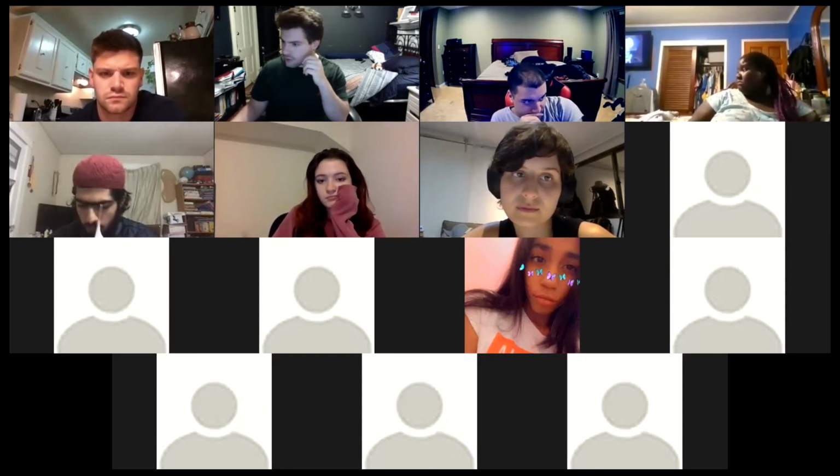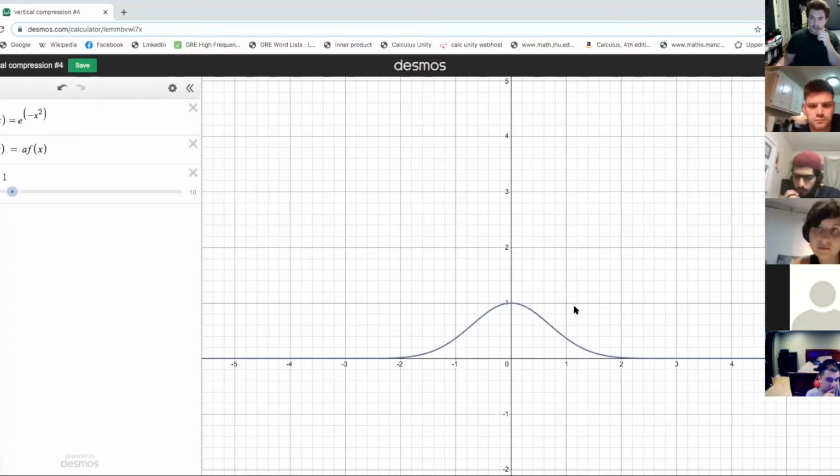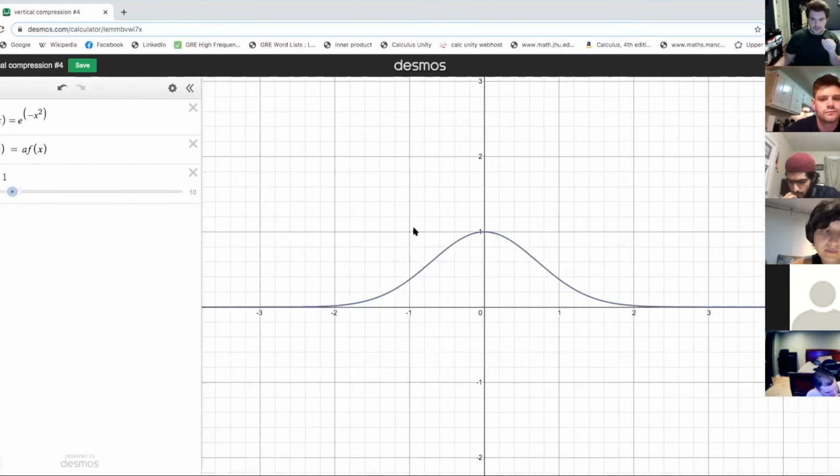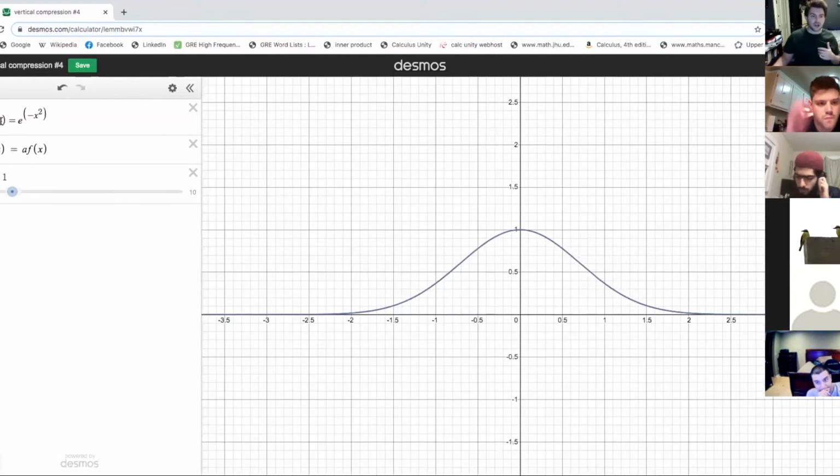Okay, we're doing vertical compression. So I hope everyone can see this. I got this graph here. Here I have this function. Don't worry about it too much. We're going to get into exponentials in a week or so. But this function is e to the minus x squared, where e is something we're going to get to, so don't worry about it. But it is a function, and here's its graph.